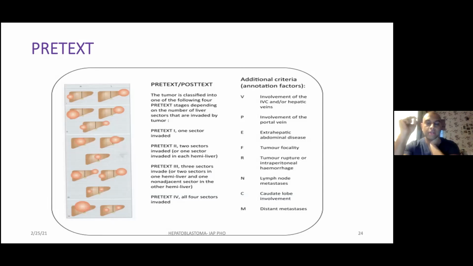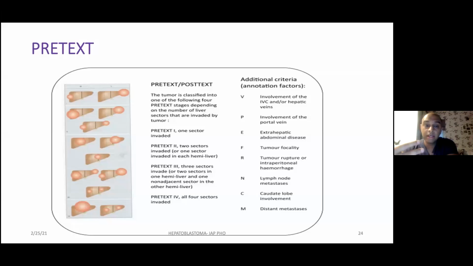For PRETEXT grouping, we divide the liver into 4 sections. One is the left lobe lateral section, that is segments 2 and 3. Next is the left lobe medial section, that is segments 4A and 4B. Coming to the right lobe is the right anterior, that is segments 5 and 8. Then right posterior, segments 6 and 7. So let me repeat. There are 4 sections: left lateral, that is 2 and 3, left medial, right anterior, right posterior. These are the 4 sections that we need to keep in mind.